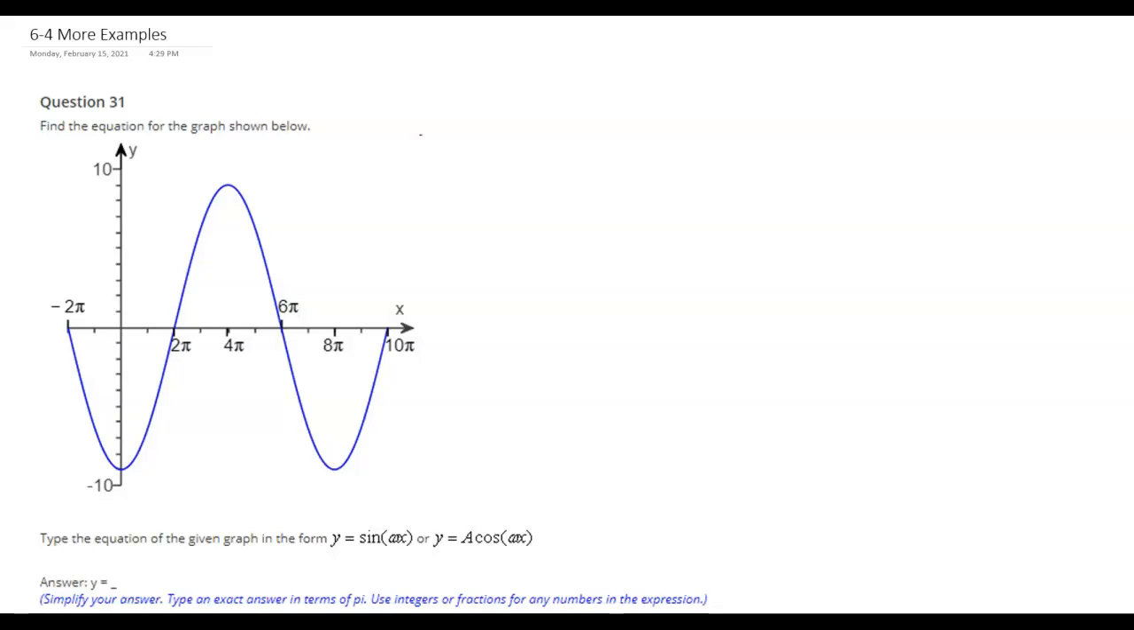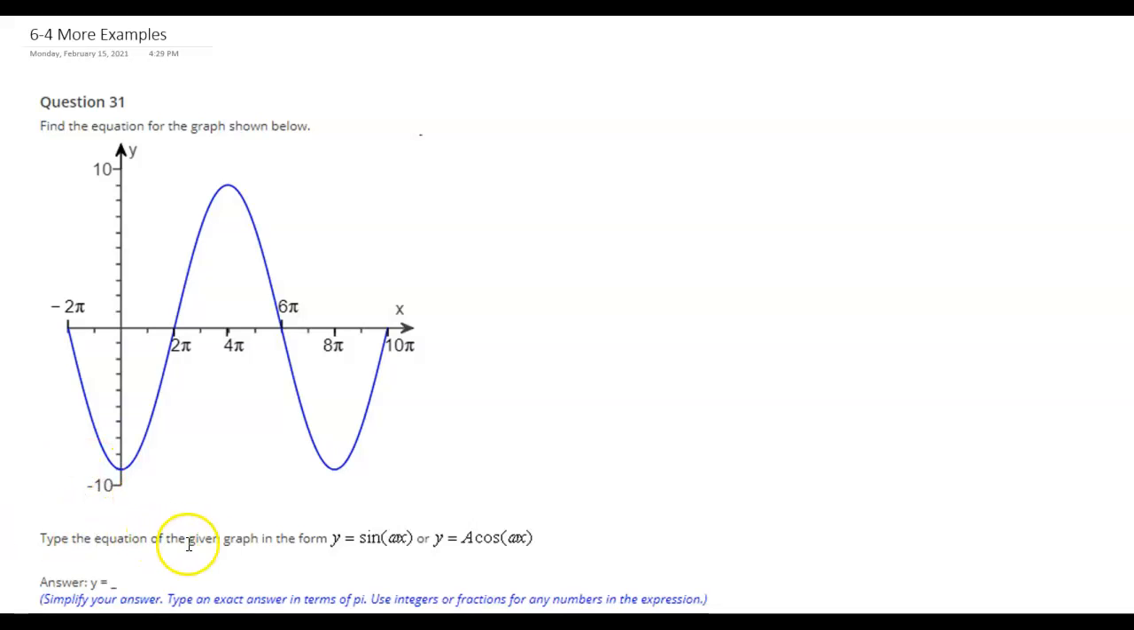All right, so I received a few requests on doing some more examples. I asked for some people to send me the problems that they're having, but only one person has, so here are those problems. So the first question is, find the equation of the graph shown below.